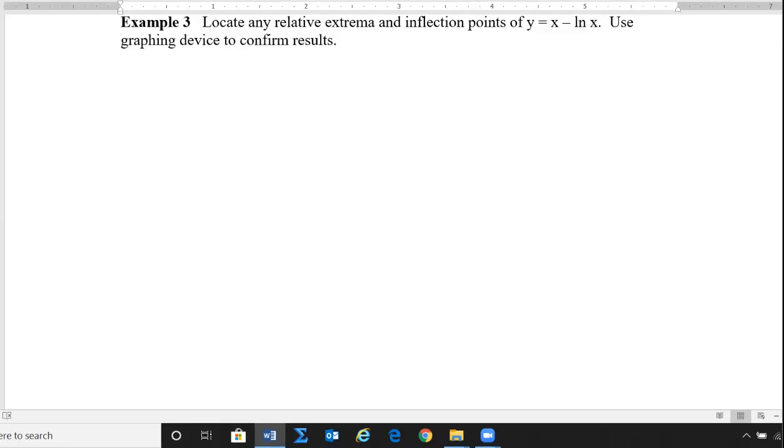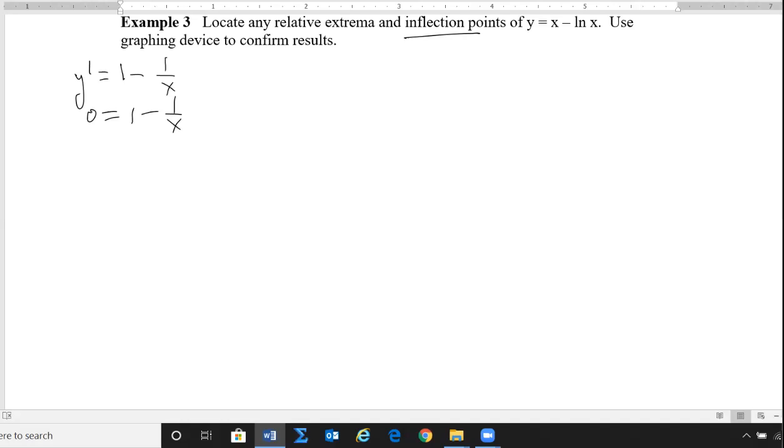Okay, here we're going to find relative extrema and inflection points if there are any. So we'll start right in with the derivative. Y prime is 1 minus 1 over x. Set it to 0.